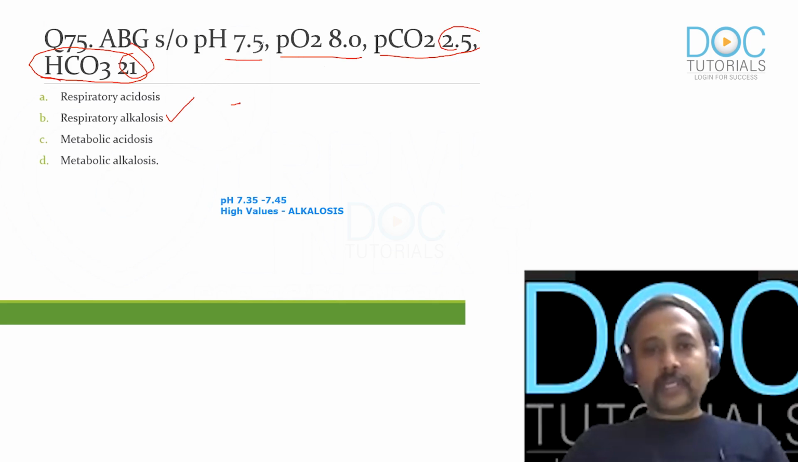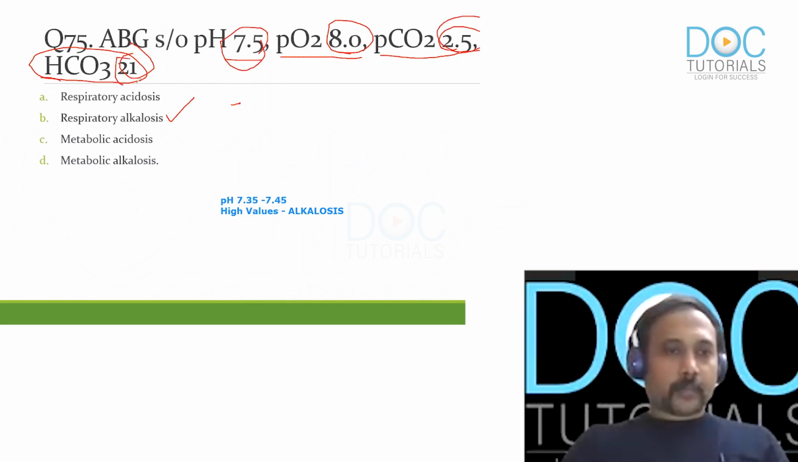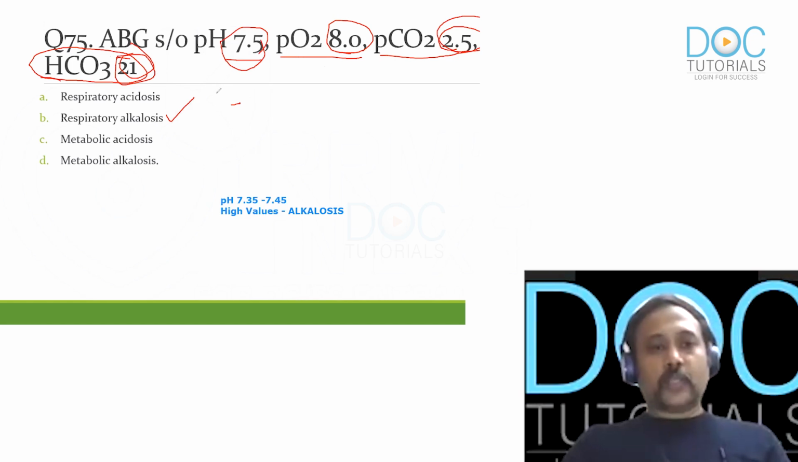It is not very greatly elevated, it is a marginal elevation. Alkalosis is there. PO2 is found to be normal level. PCO2 is found to be low or normal, and bicarb is also high. So when you have all of this together, you arrive at the diagnosis of a respiratory alkalosis.